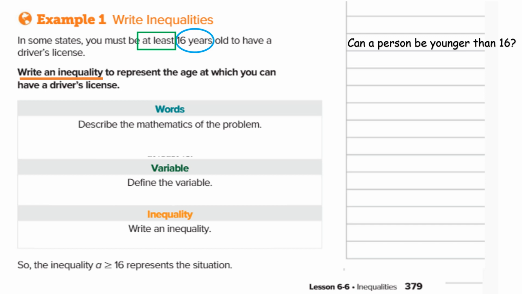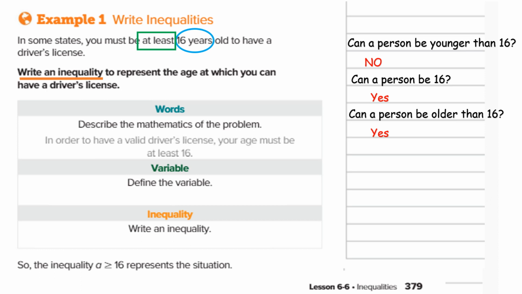Can a person be younger than 16? Well, that terminology of at least 16, then no, that's the lowest age that I can go. Can the person be 16? Yes, because at least means 16 is included in my possible answers. Can the person be older than 16? Sure can. So that tells me how to set up my inequality.